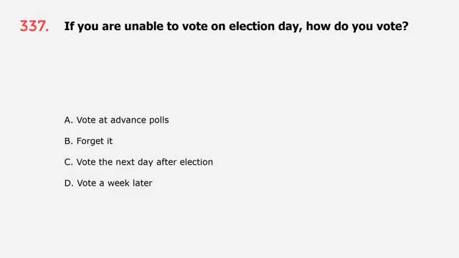Question 337. If you are unable to vote on Election Day, how do you vote? A. Vote at advance polls. B. Forget it. C. Vote the next day after election. D. Vote a week later.